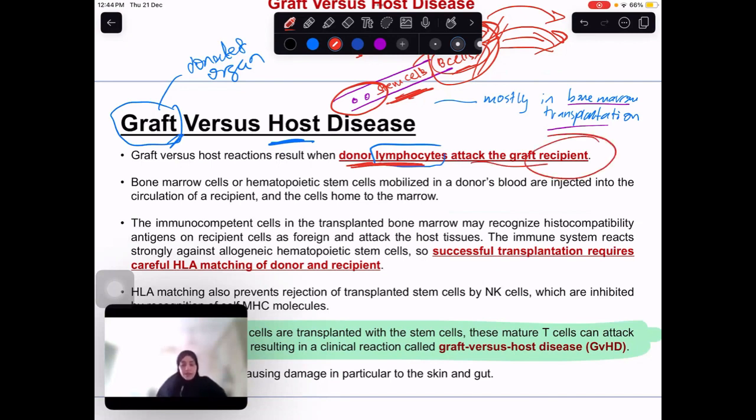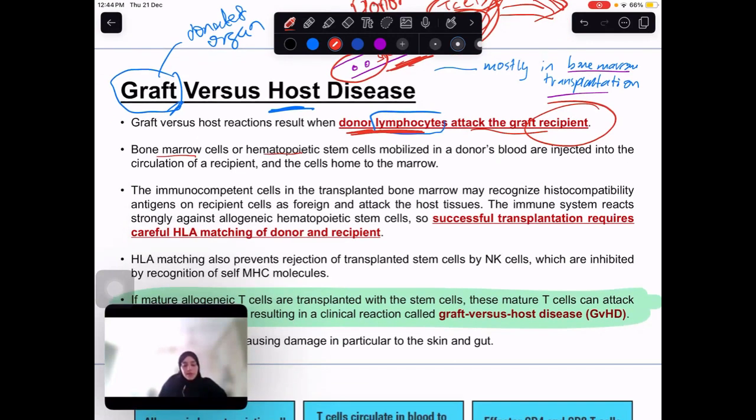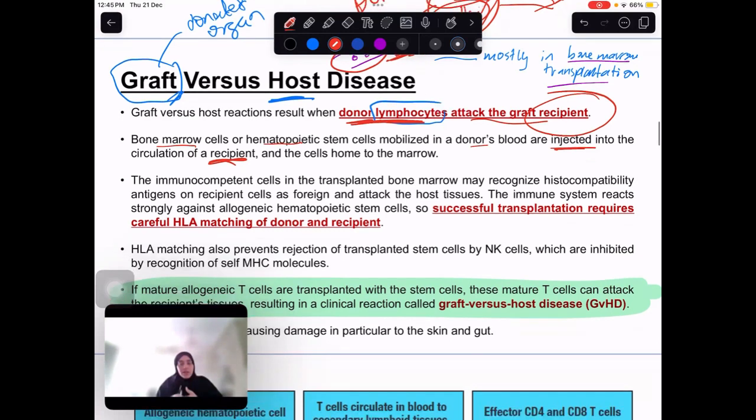Attack the recipient. Okay? So this is bone marrow cells or hematopoietic stem cells. They are taken from the blood and they're injected in the patient, right? In me, the recipient. So I take from the donor injection of the bone marrow, and then I give it to someone else. But when you're collecting the sample, are you 100% sure they're only stem cells? No, you can't be 100% sure.